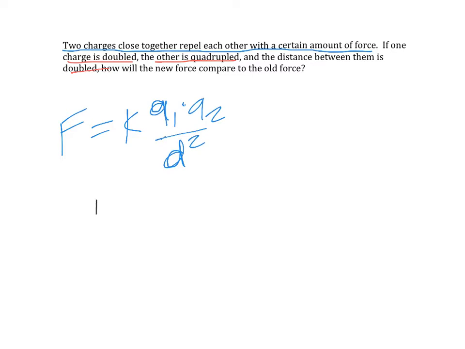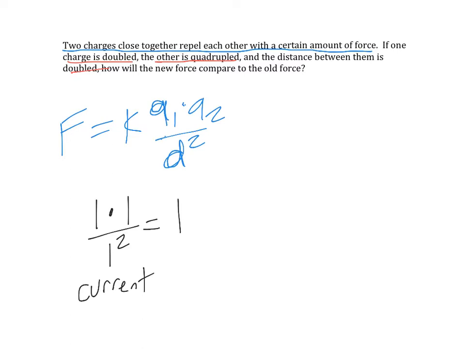Let's imagine that the current charges are 1. So I'm going to have 1 times 1, and the current distance is 1. So we're just going to ignore the k for now. But 1 times 1 over 1 squared gives you 1. So this is the current situation with the current distances and current charges.